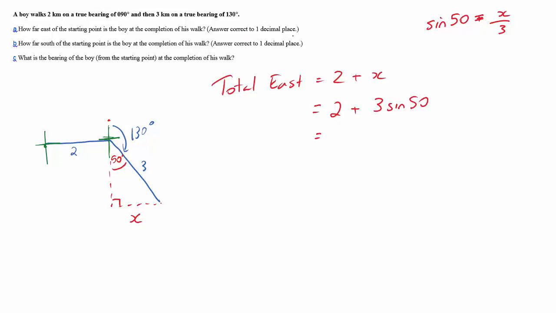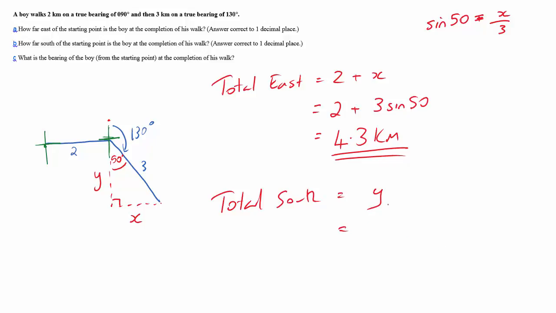Now it's asking us to correct to one decimal place. We don't know an exact triangle for this, so we'll use our calculator to get the actual value, which gives us 4.3 kilometres. So the total distance east is 4.3. Now the question also asks how far south of the starting point is the boy. South is this distance here, because there was no south in the first part of the journey, so the total south is going to be this y value here. So the total south is equal to y.